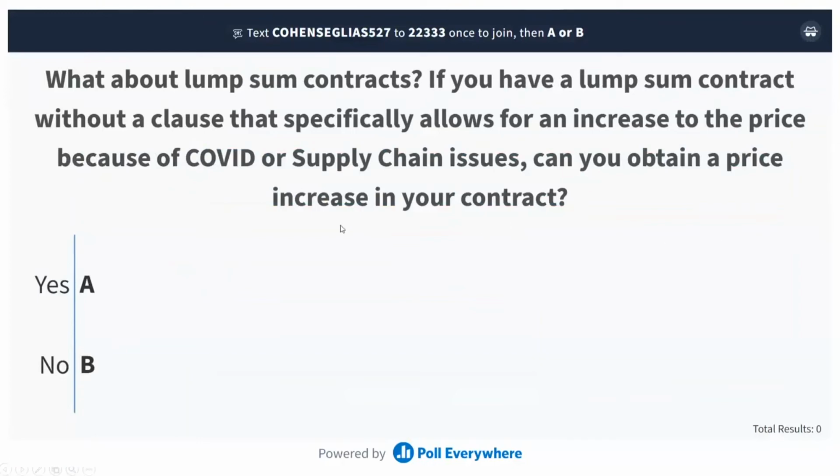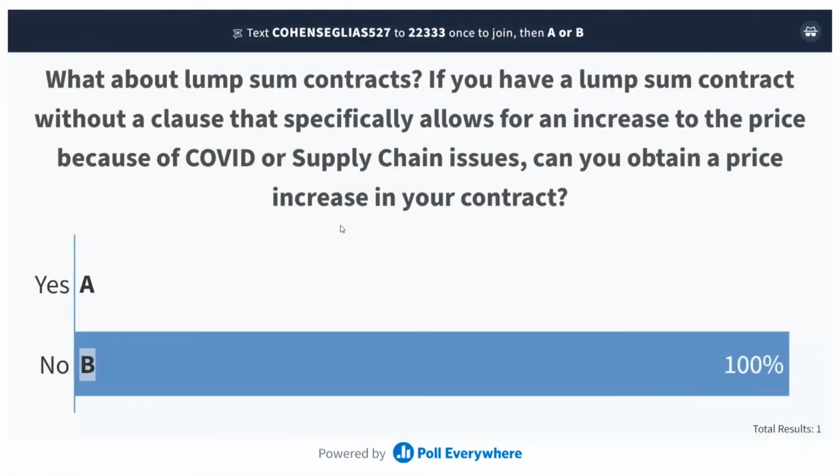All right, so here's the next question for you guys. If you have a lump sum contract without a clause that specifically allows for an increase to the price because of COVID or supply chain issues, can you obtain an increase in your contract price? So you have no clause in it.